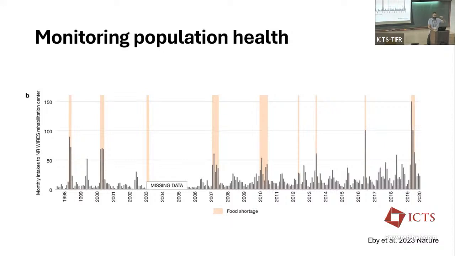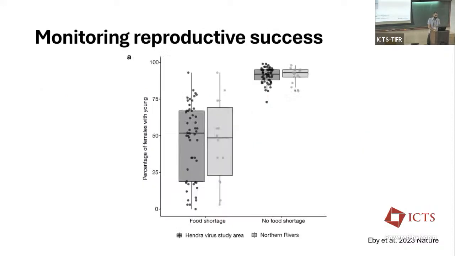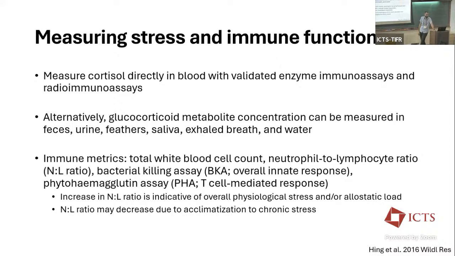So if there is a food shortage, they're disproportionately infected. The other thing that they monitor in the system is the reproductive success. You can use just binoculars to look at whether a female actually has a pup on her. It's such a huge difference. When there is a food shortage, 50% of females may have a pup, but in years where they have good food, it's near 100% of females that are able to give birth and successfully wean a pup. So this is one way of monitoring it.